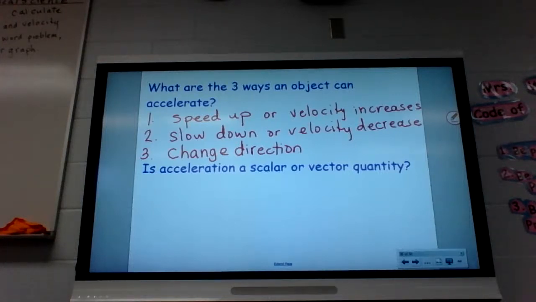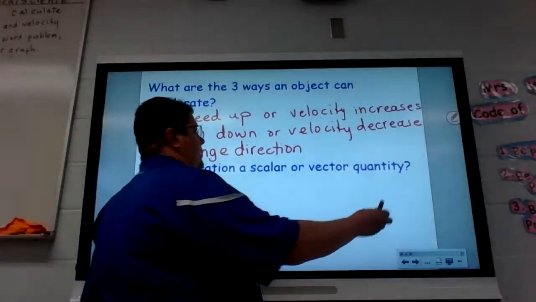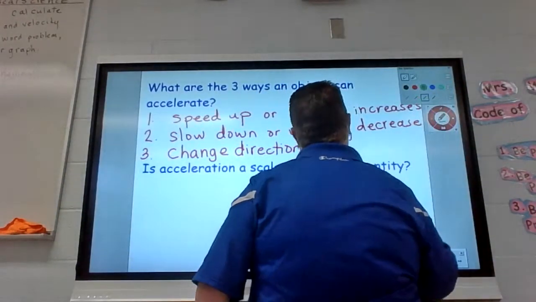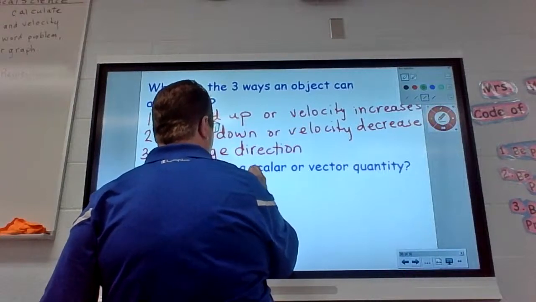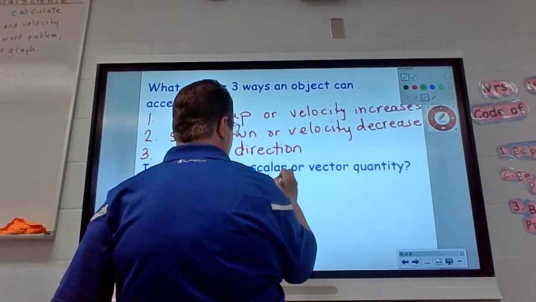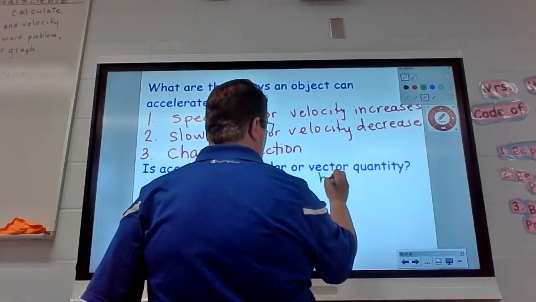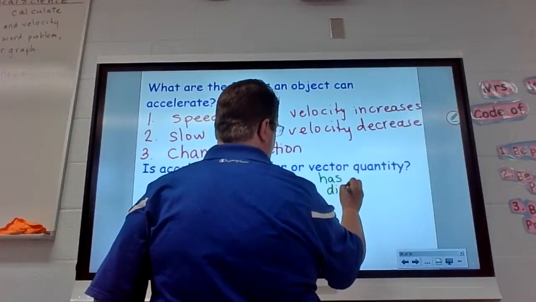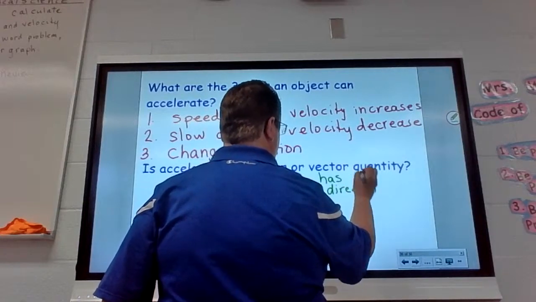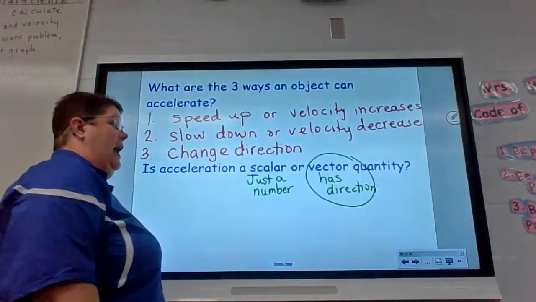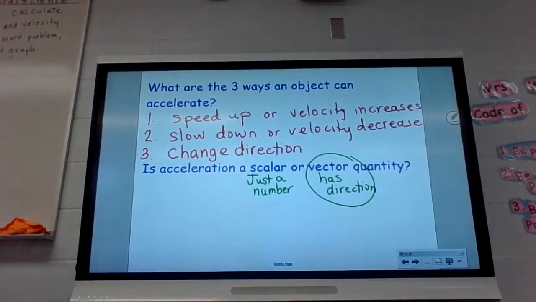All right, let me ask this again. Vector. Tell me what a scalar is. Just a number. And a vector has direction. So acceleration has direction, so it's a vector, period.